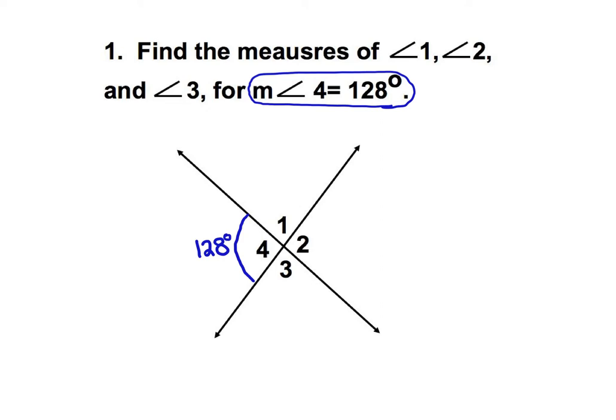Neil, give me the measure of one of these angles, any of them. Number 2 is 128. Okay. All right. What relationship do they have? They're not adjacent because these are across from each other. They're vertical. They're opposite each other, which means they are the same size.